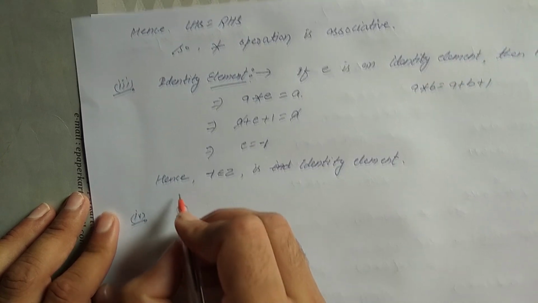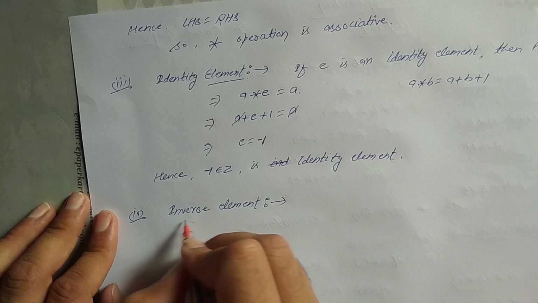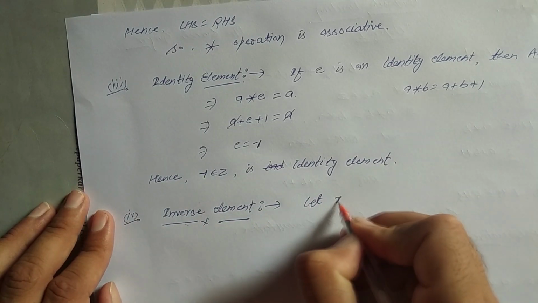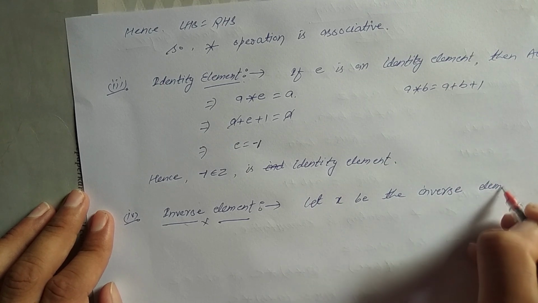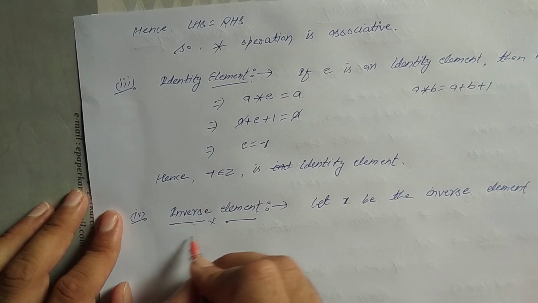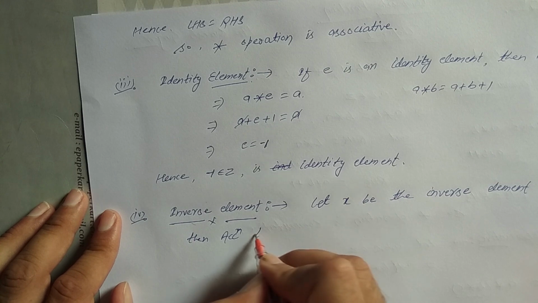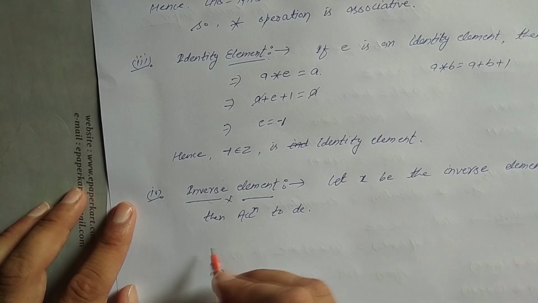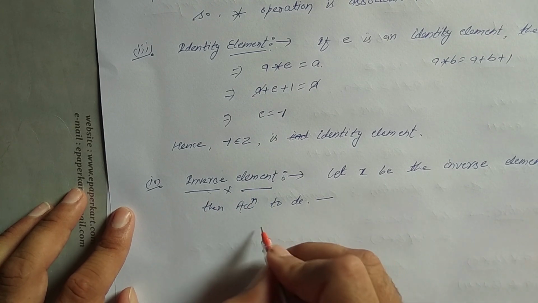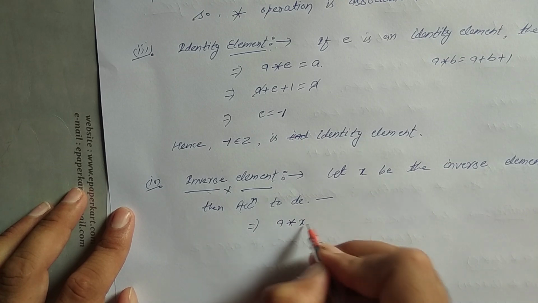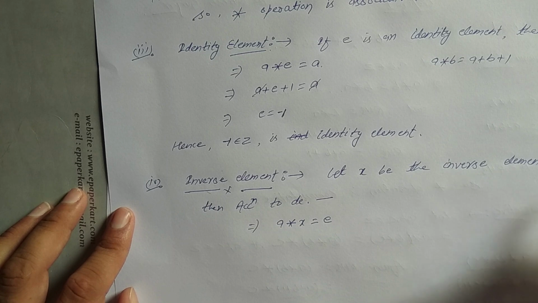And fourth step, inverse element. Let x be the inverse element of A, then according to the definition, definition of inverse element implies A star x is equal to E, where E is the identity element and x is the inverse element of A.